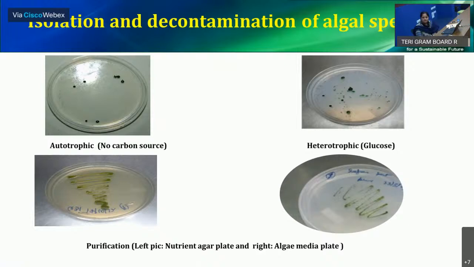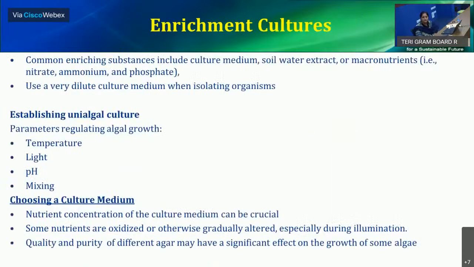Below, you can see on the left hand side, we have purified the cultures on the nutrient agar plate, which is the enriched media for bacteria. You can just pick the colony from the algal agar media and then streak on the nutrient agar in order to see whether the algae is growing without bacteria or bacteria is growing more. As you can clearly see, we were able to attain the pure colonies of the algae in the nutrient agar media. Further, once we have done the isolation and decontamination, we proceed with enriching the culture.